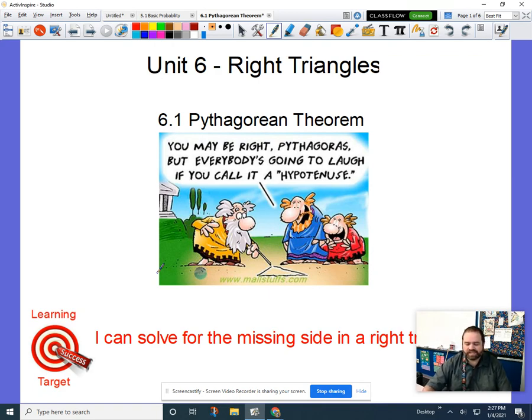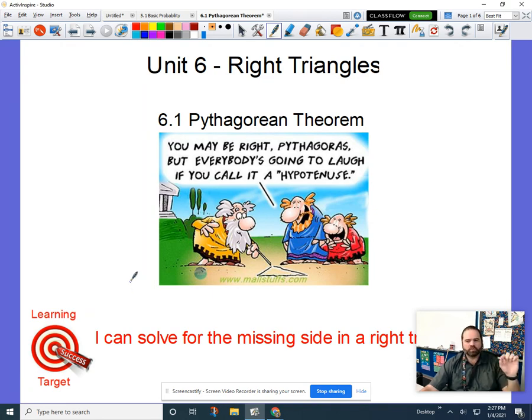I know you guys have seen this before at some point, whether you've taken geometry before, or you might have used it in an algebra class because it is basically just an algebraic formula, and I want to show you how to use it. So there's really only one main thing you can do with the Pythagorean theorem.